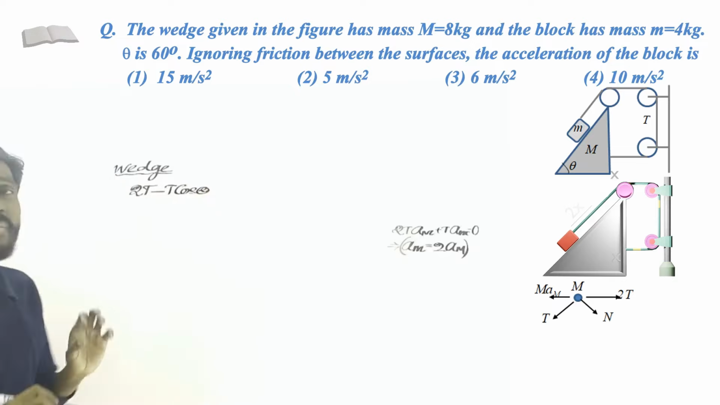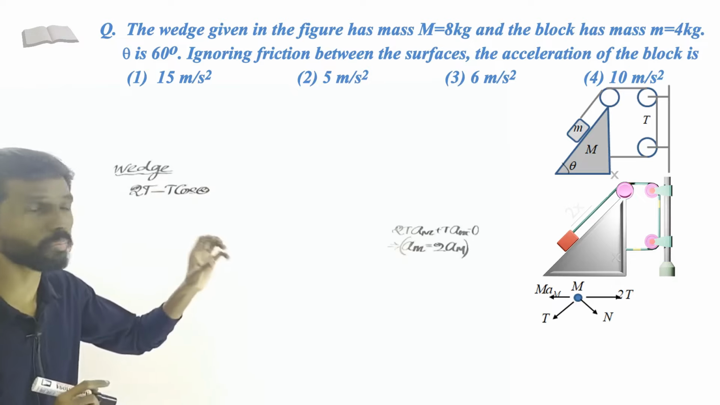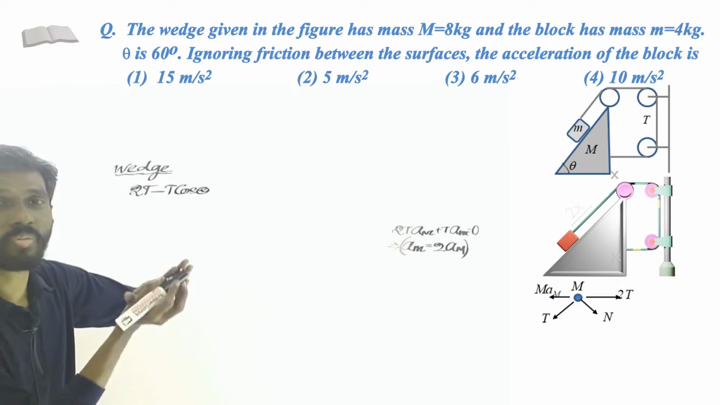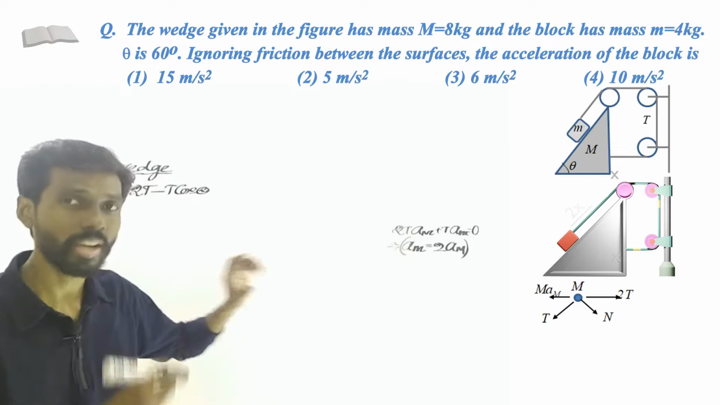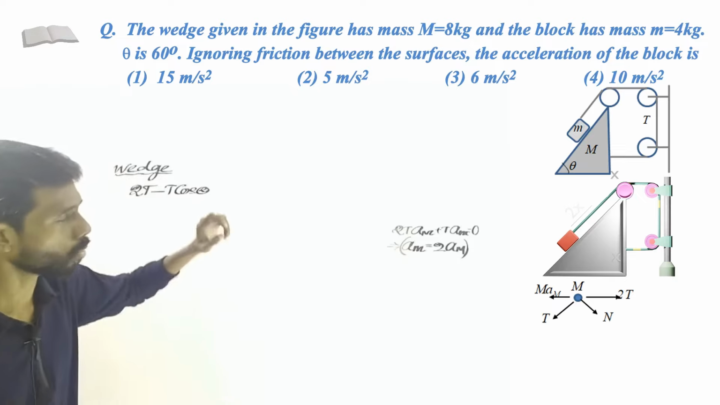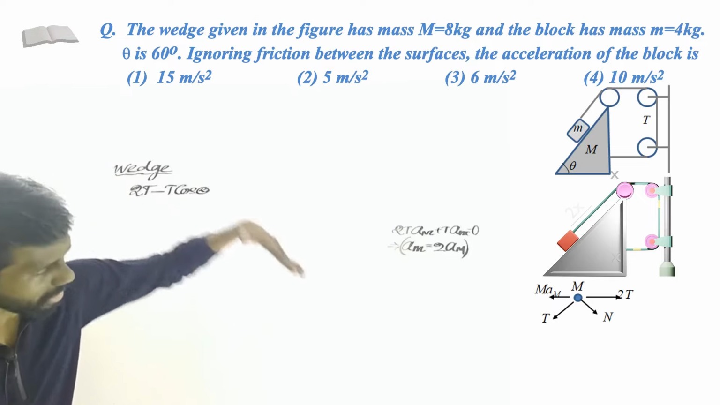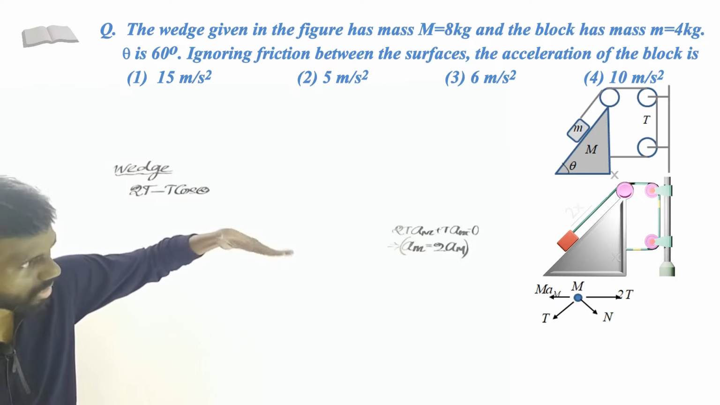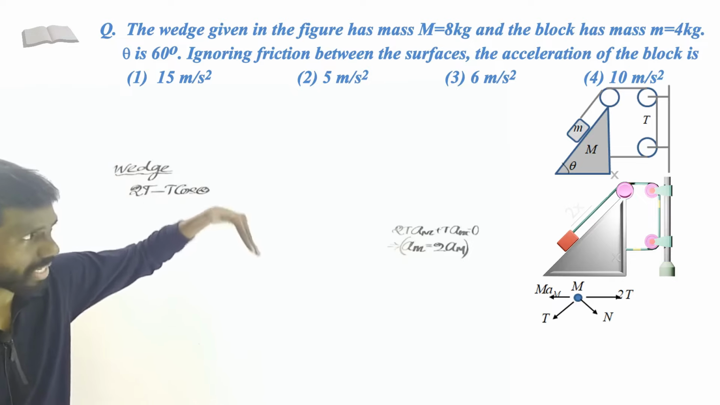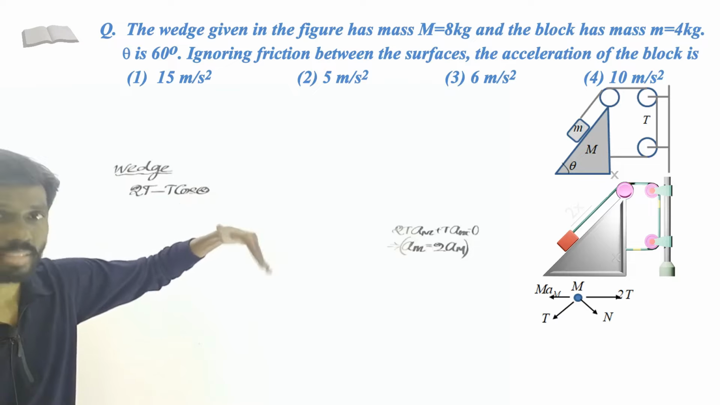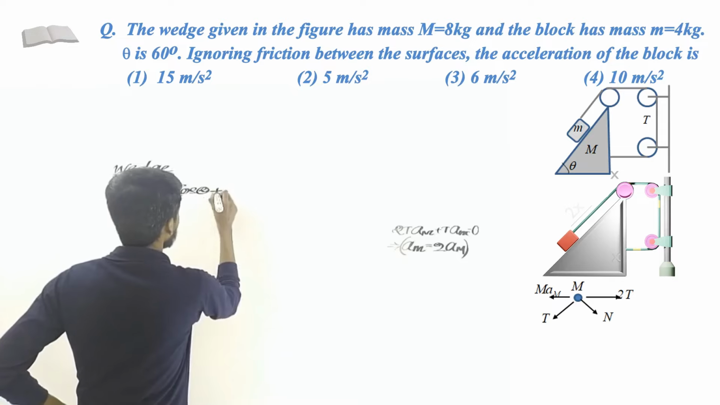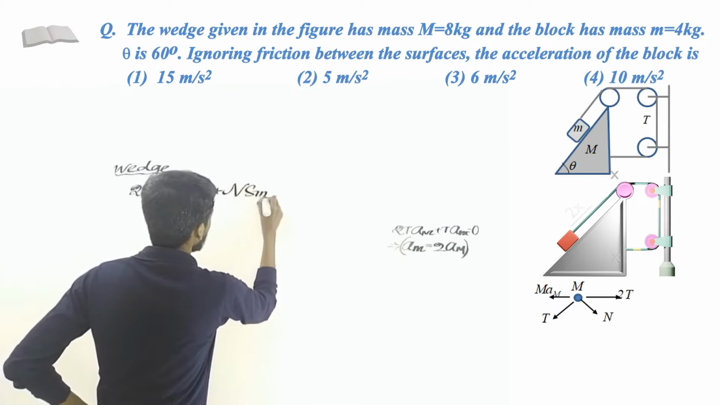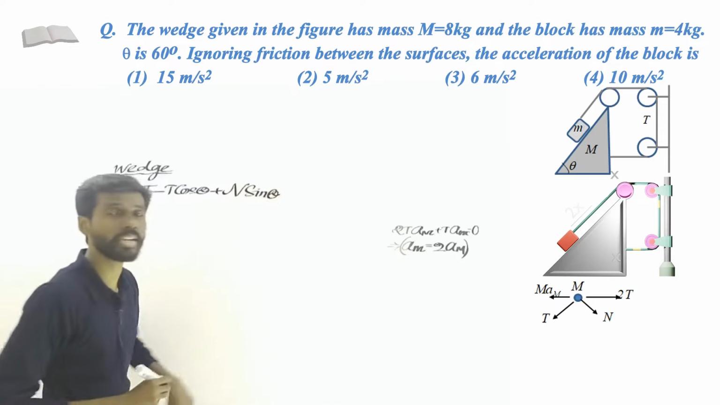Now we have the normal force due to that block. There is a normal force between the wedge and the block, right? So that normal will also contribute in the horizontal motion of the wedge. So what is its component? That normal is in this direction. Now we take its component in the horizontal direction. That will be N sin theta, right? That is in the forward direction, so plus N sin theta. This is the total force acting on this wedge in the horizontal direction.